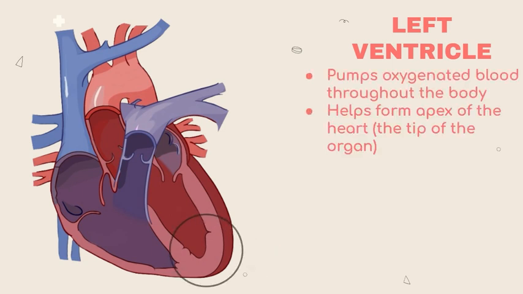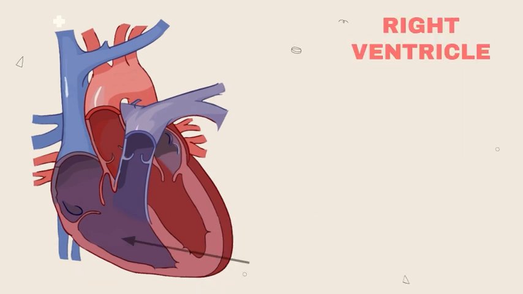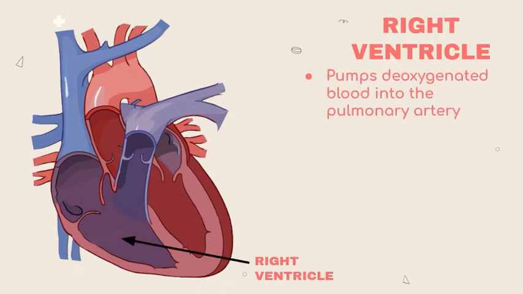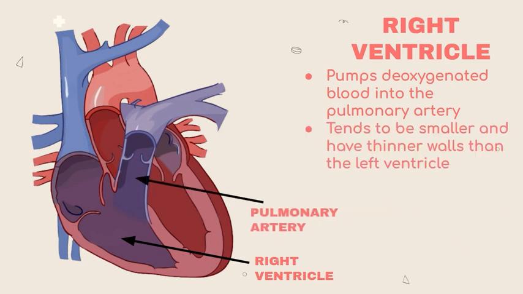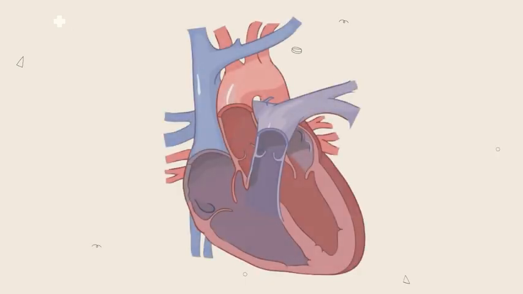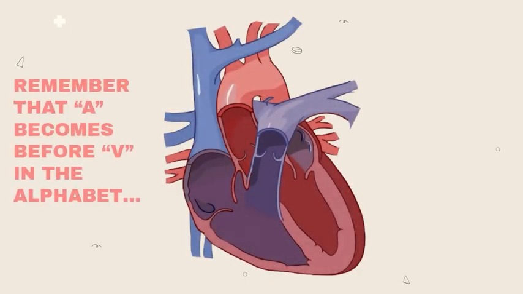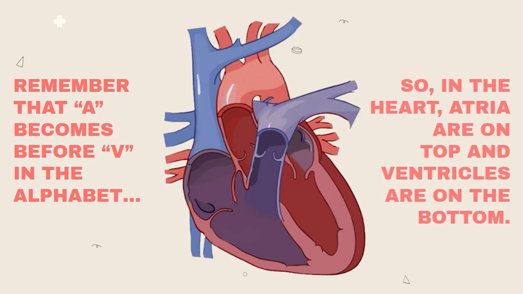It also helps form the apex of the heart, which is the very tip of the organ. The right ventricle specifically pumps deoxygenated blood into the pulmonary artery. It also tends to be smaller and have thinner walls than the left ventricle. An easy way to remember what goes where: remember that A comes before V in the alphabet, so atria are on top and ventricles are on the bottom.